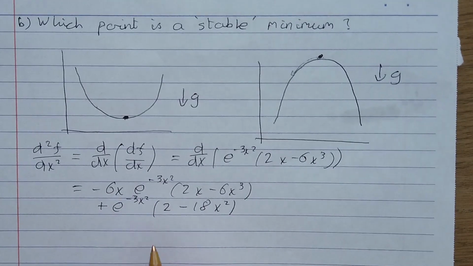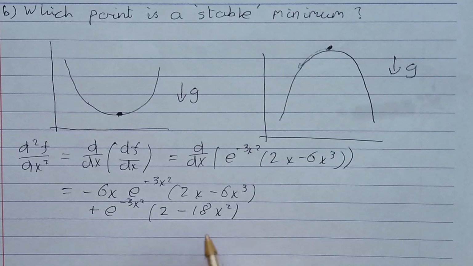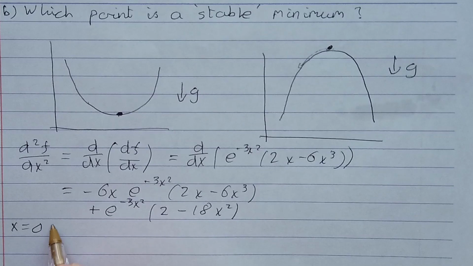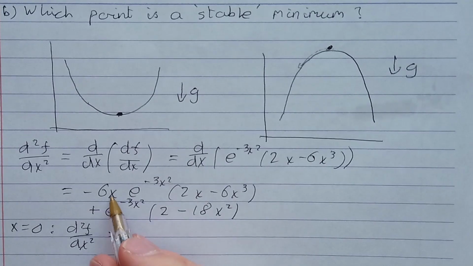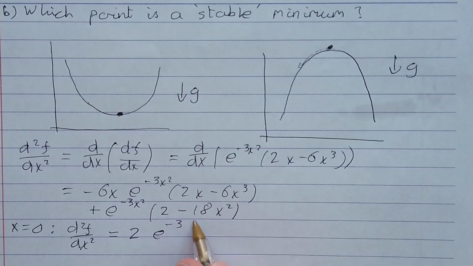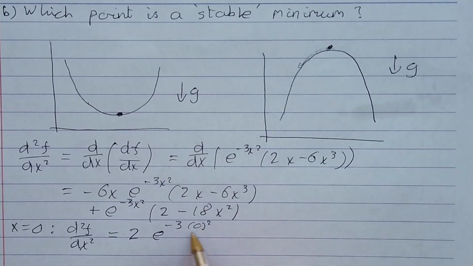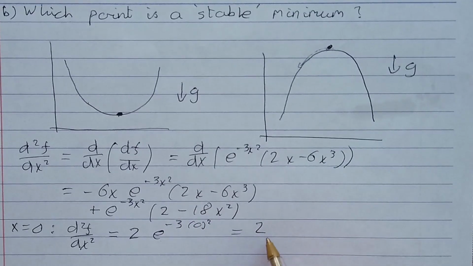I'm going to leave it like this, because it's going to be simple to put in our numbers from the first part. Let's concentrate first on the x equals 0 solution. Here we have d2f by dx squared equals, we get a 0 here, so this term is 0, we get a 0 here, so we're just left with 2 e to the minus 3 times 0 squared. Of course, this is just 0, e to the 0 is 1, and we're left with 2. This is greater than 0.